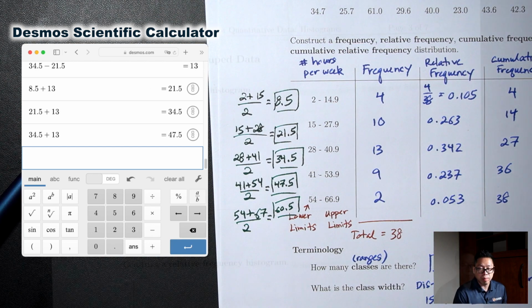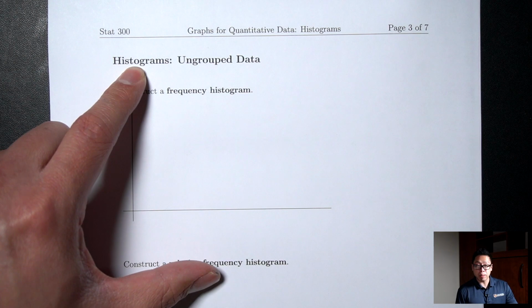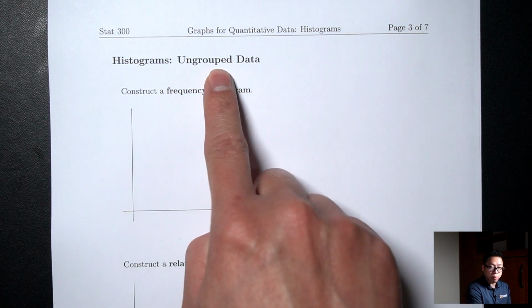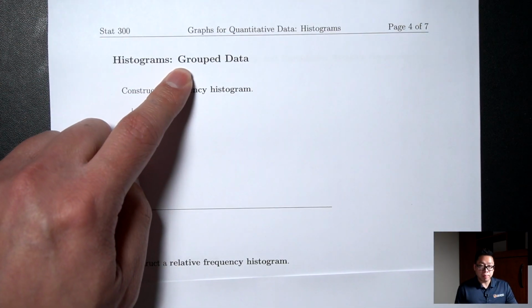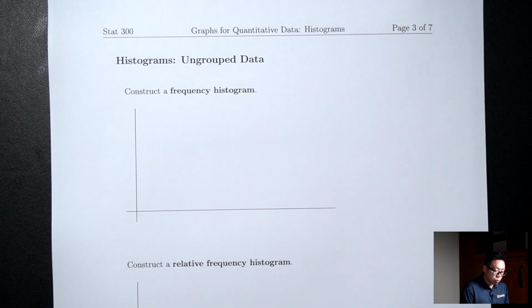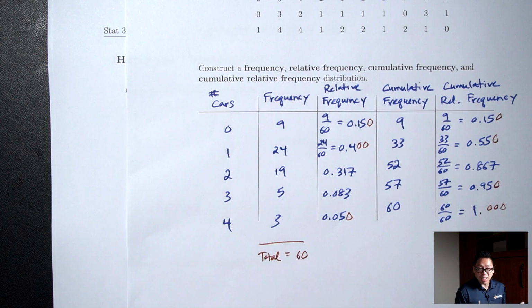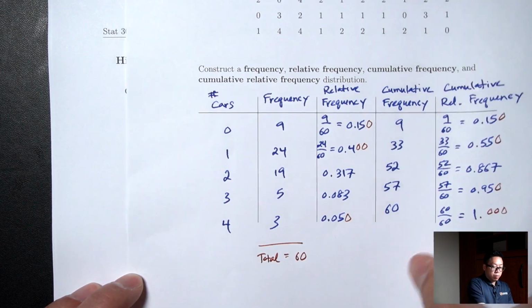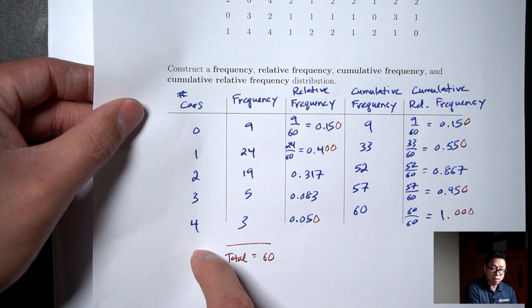The main type of graphs for quantitative data are the histograms. And there's two variations depending on whether you're in situation 1 with the ungrouped data or situation 2 with the grouped data. Let me start with situation 1. So situation 1, ungrouped data, is a situation where the possible values are not that many so that you can list them all. Okay, so if you can list them all, we're going to start off by putting all those possible values on the x-axis.